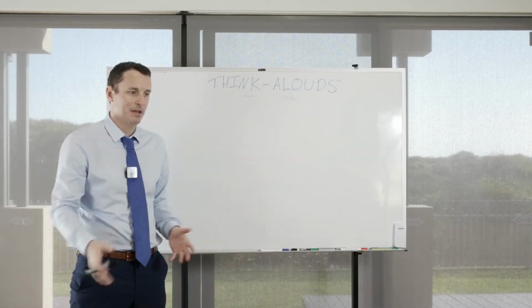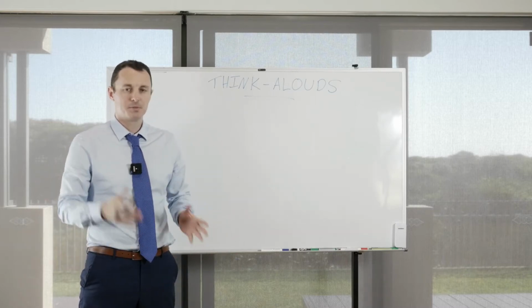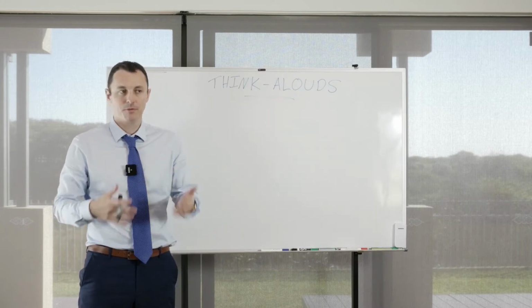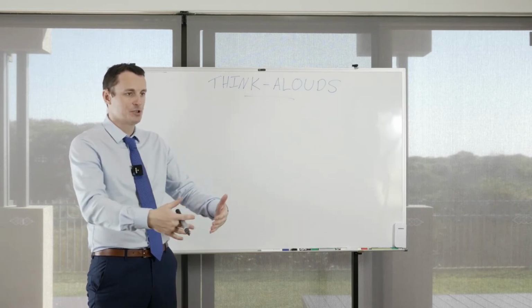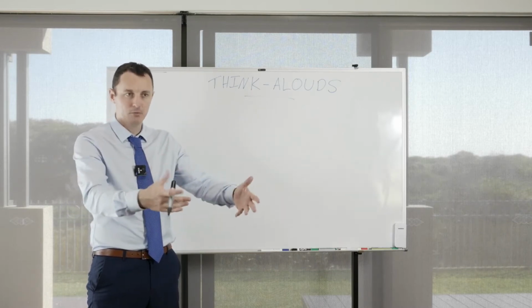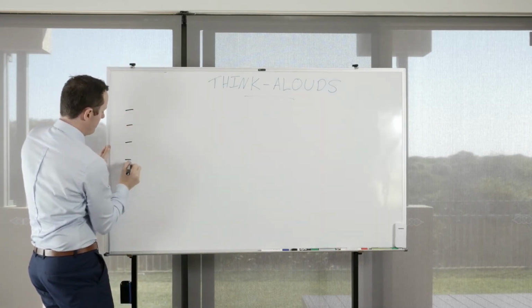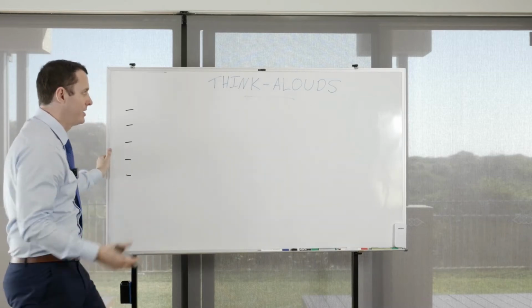A think-aloud basically means that as you go through the process of modelling something for a student, whatever that may be, whether it's kicking a ball or some type of sports activity, doing an art project, maybe it's a maths problem, for example. As you go through that process, you're explaining to students how an expert would go about doing it.